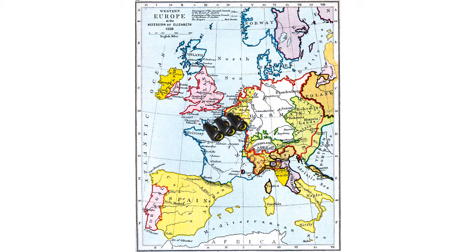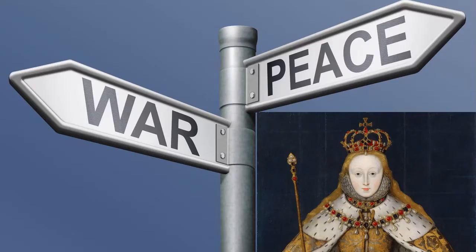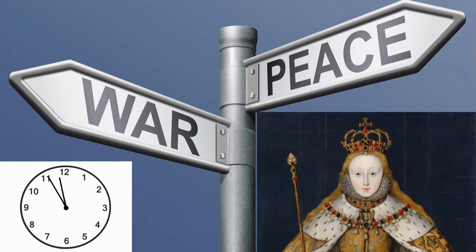The most significant threat was France, which in 1558 was currently at war with both England and Spain. Elizabeth faced a key decision: either continue the war or make peace with the French. A decision either way would have pros and cons, and Elizabeth needed to decide quickly.